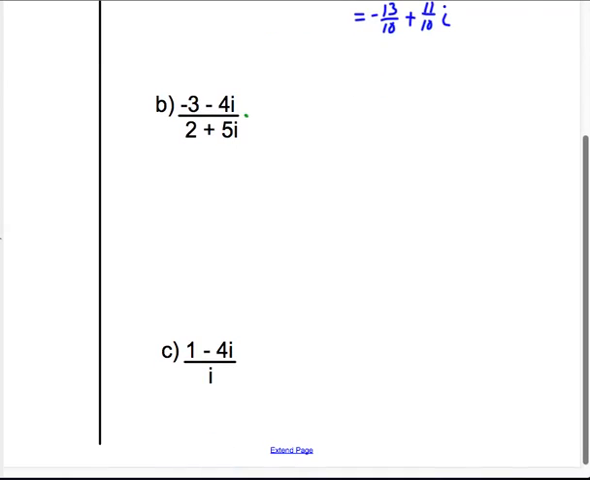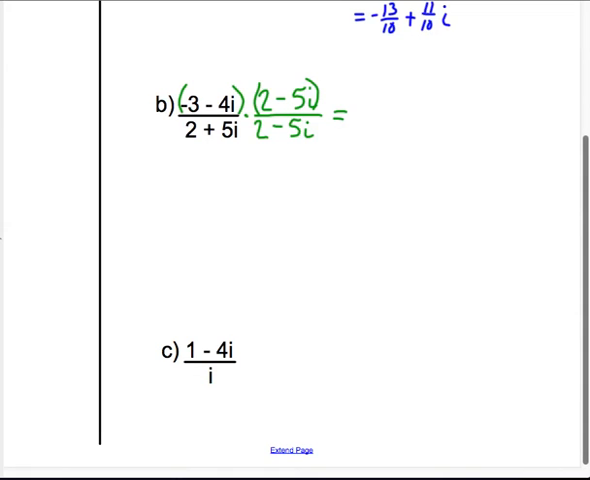Again, multiply by the complex conjugate of the denominator. So it becomes 2 minus 5i. And you do the same thing in the numerator. In the numerator, I have to do my full distributive property, because none of those pieces will cancel.